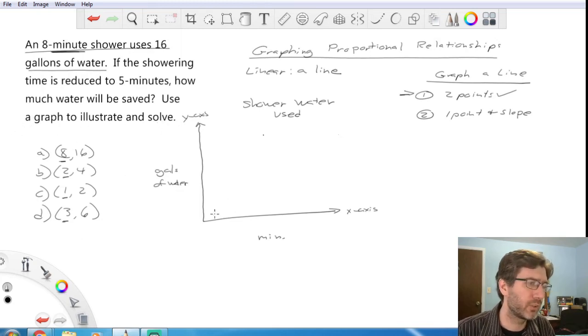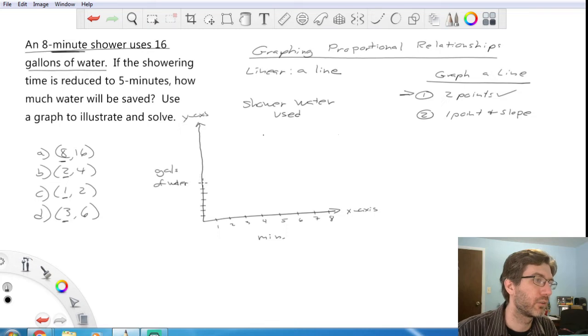So what we're going to do is come over here and make our X scale as best we can. Again, if you have graph paper, it's probably easier. But we're just going to count up by 1, 2, 3, 4, 5, 6, 7, and 8, I think is the highest we got. And then up here we've got to go to 16. So 1, 2, 3, 4, 5, 6, 7, 8, 9, 10, 11, 12, 13, 14, 15, 16 should be there.